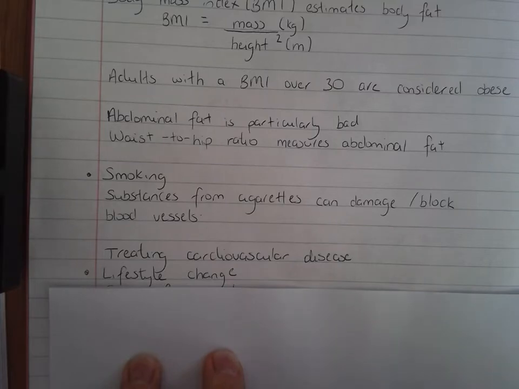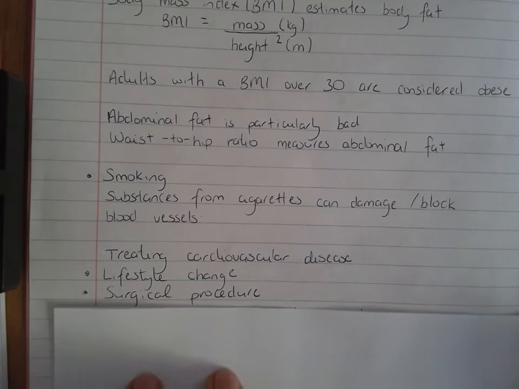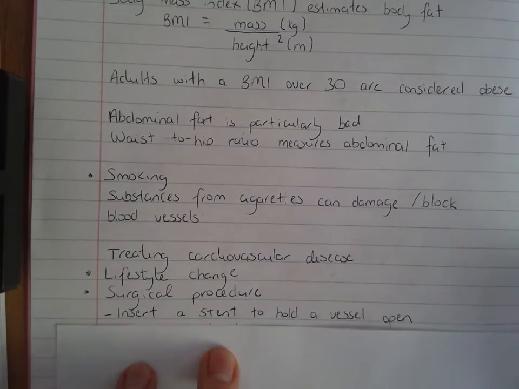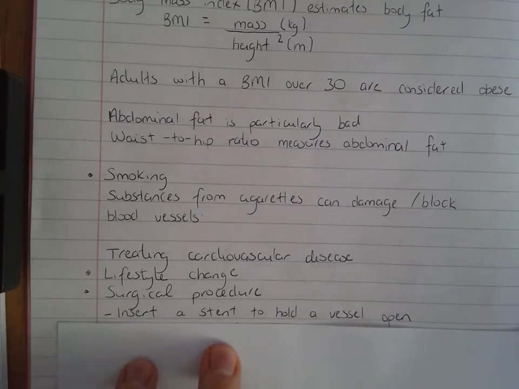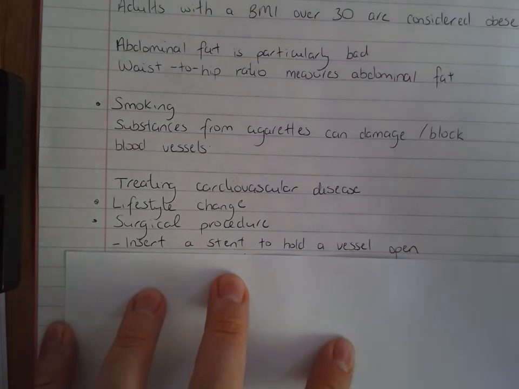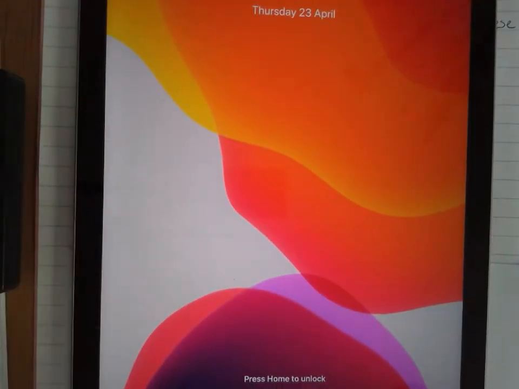However, in some cases, a lifestyle change is not enough. The disease may be too far gone and more drastic action may be needed. And if that is the case, then you might have to have surgery. One such surgical procedure, if you have a blocked artery, for example, is that you can insert a stent to hold that vessel open. And I'm going to show you a picture of what I mean by that because it makes it easier to explain.